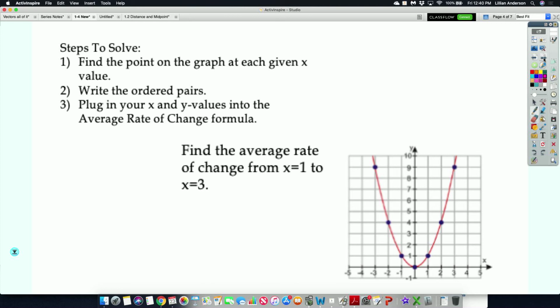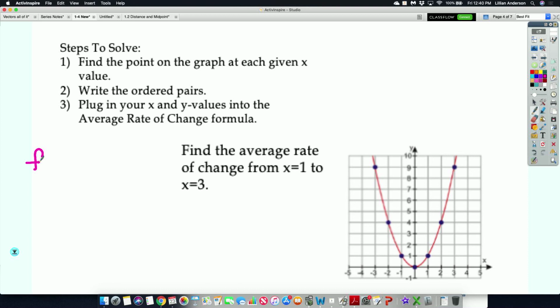All right? So we're going to look at 4 different ways of how you find the average rate of change. The first one is given a graph, okay? And here are your steps. It's a Friday, so everything's filled in. It's Friday pep rally, no less. So we're going to find the points on the graph at each given x value. Then we're going to write the ordered pairs, and then we're going to plug in our x and y values into the average rate of change formula.